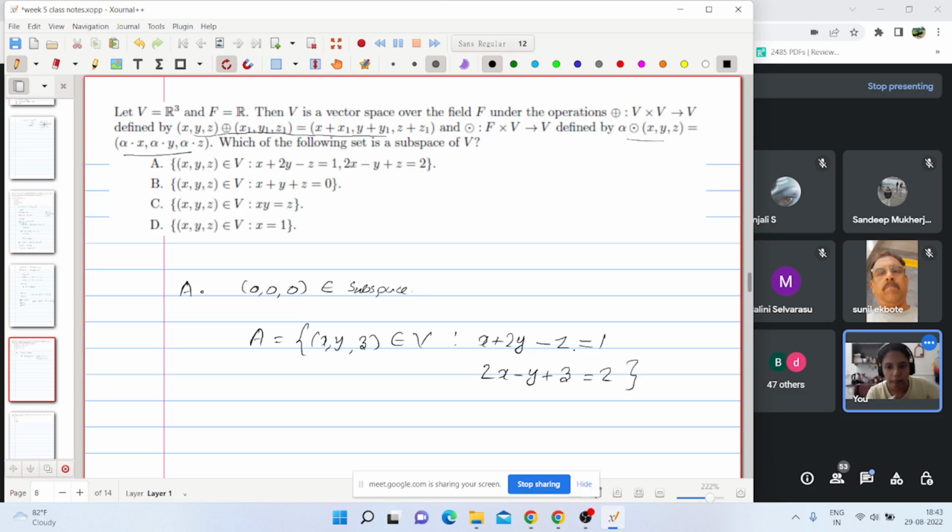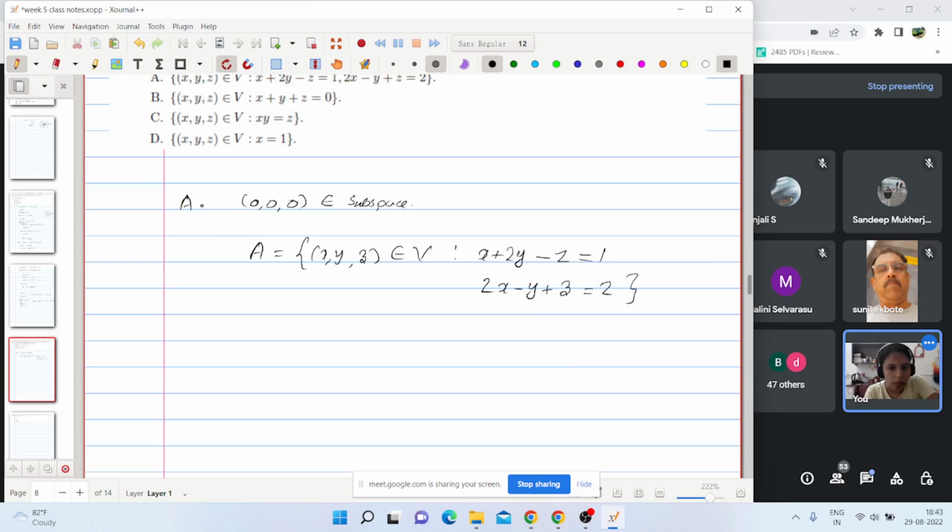Okay. Does 0 0 0 belong to A or not, can anyone tell? No, ma'am. No, because 0 0 0 does not satisfy this condition, because 0 plus 0 minus 0 is not 1. So 0 0 0 does not belong to A. Then can A be a subspace? Of course not. If it is a subspace, it itself is a vector space. That means the additive identity should be there. Okay, so A is not a subspace.